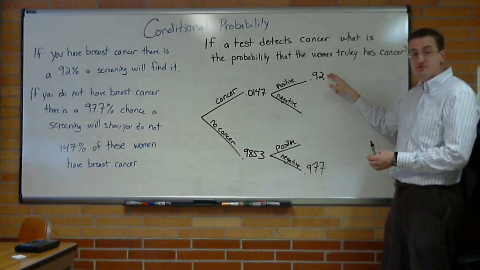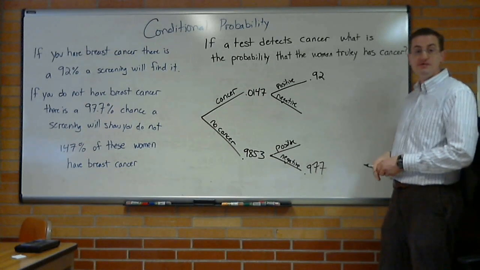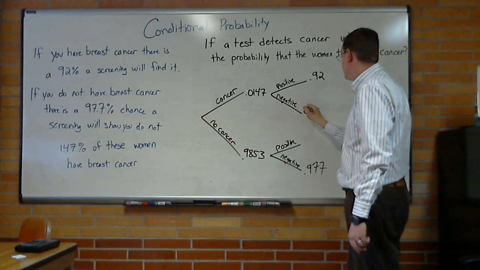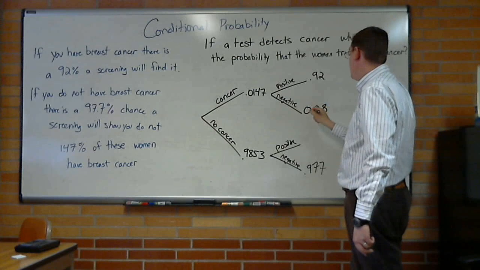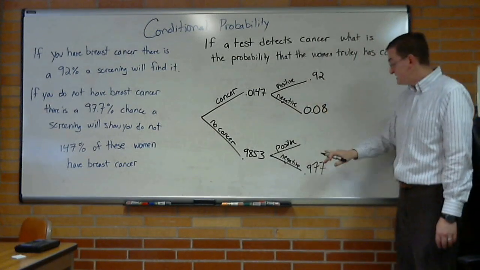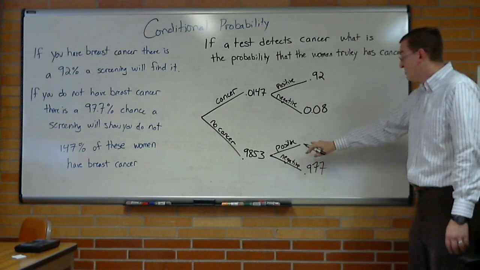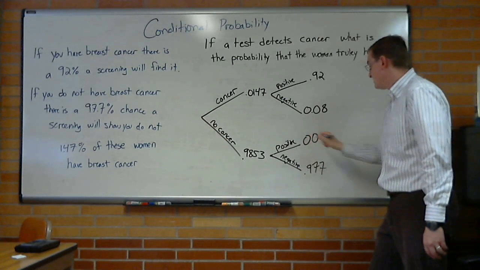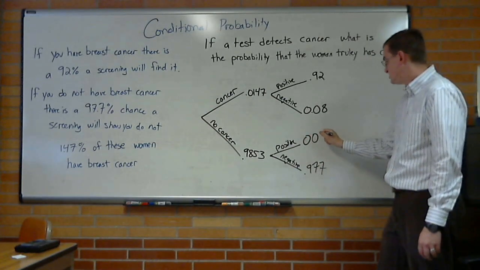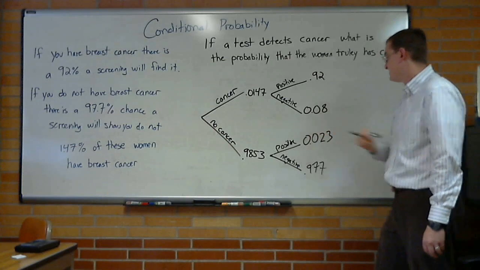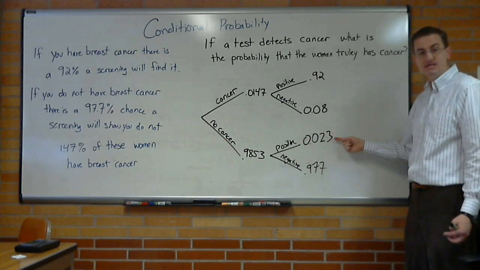Now that I know it's 92%, how can I get this guy? Well, it's just going to be the opposite. It's going to be 0.008, the decimal. And now that I know 0.977, what goes here? I'm going to have 0.023. What I'm doing is I'm taking 1 minus this to get the other one.